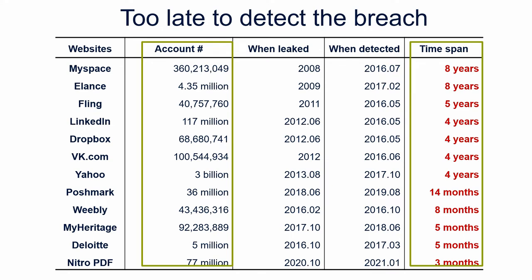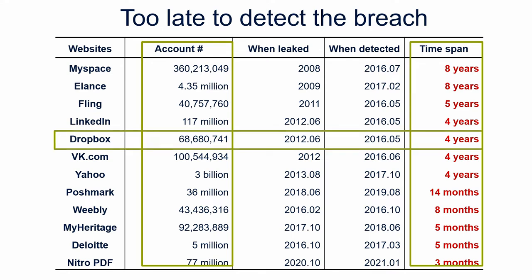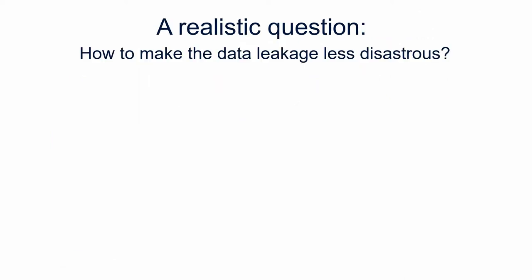For example, the 68 million Dropbox breach occurred in 2012, yet users were asked to change their passwords 4 years later, when the stolen data surfaced in public in May 2016. A realistic question arises: how to make the data leakage less disastrous?